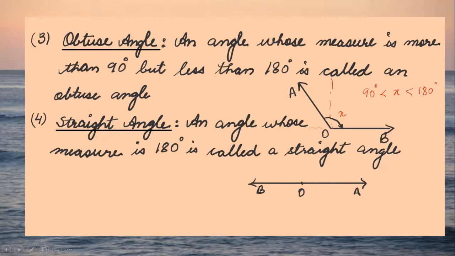Now after this, straight angle. An angle whose measure is 180 degree is called a straight angle. That means this angle x, if x is your 180 degree, then it is a straight angle.